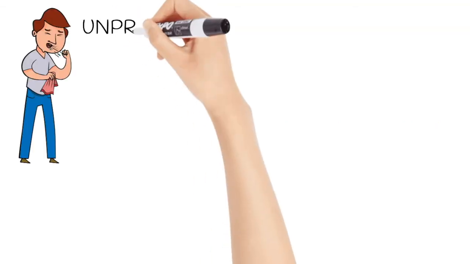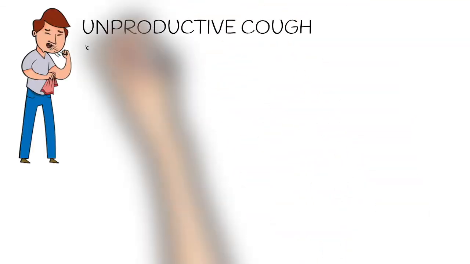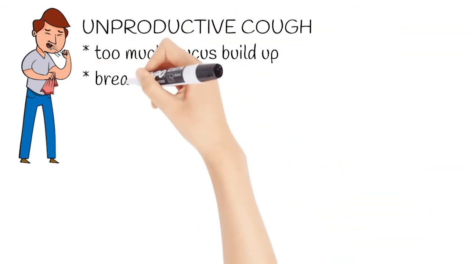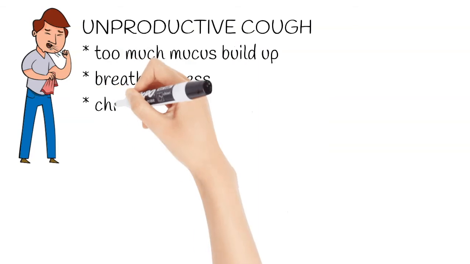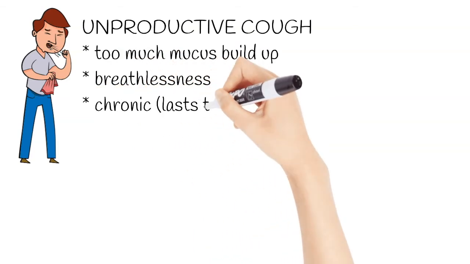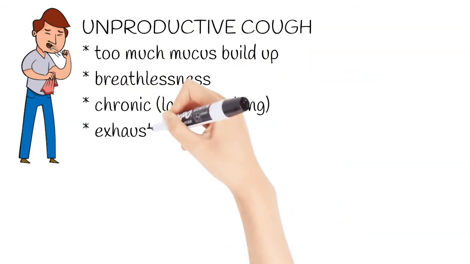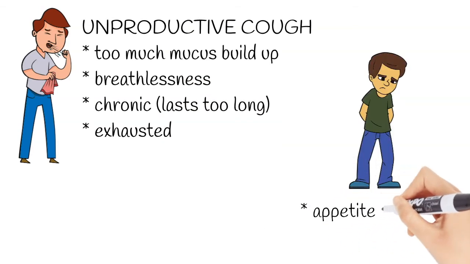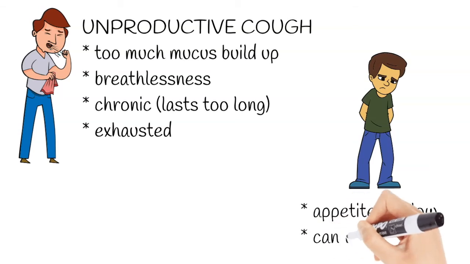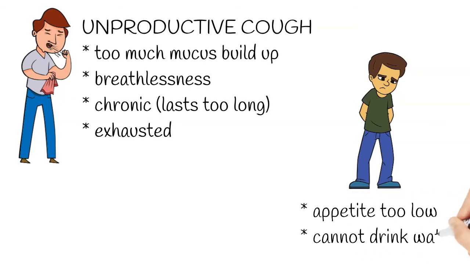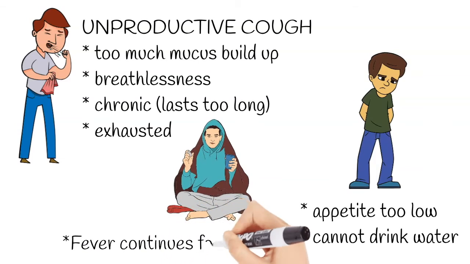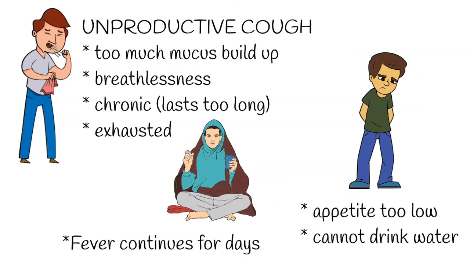In the case of the flu virus, what happens when the living being is unable to recover? The cough is not productive as it should be. There is too much mucus built up. Breathlessness. It can become chronic, lasting too long, or causing exhaustion. Or the appetite is so low that the being is unable to swallow water. This is a derangement of the vital force, as it is unable to fight the disease. The symptoms it is generating are not adequately powerful.